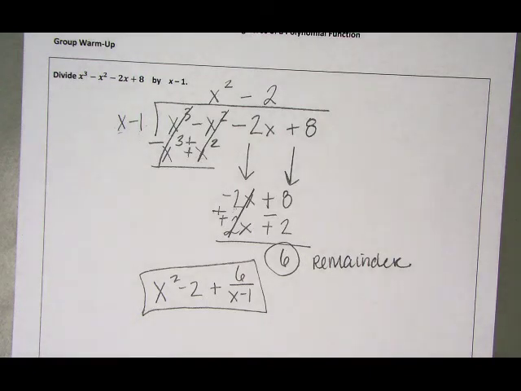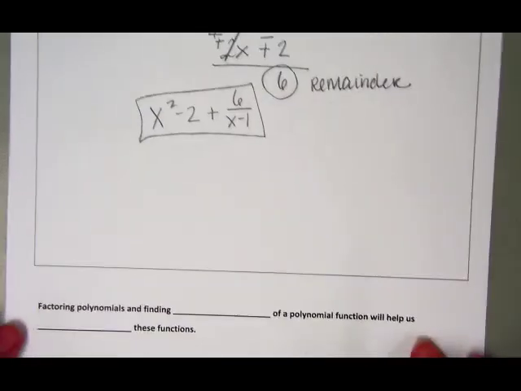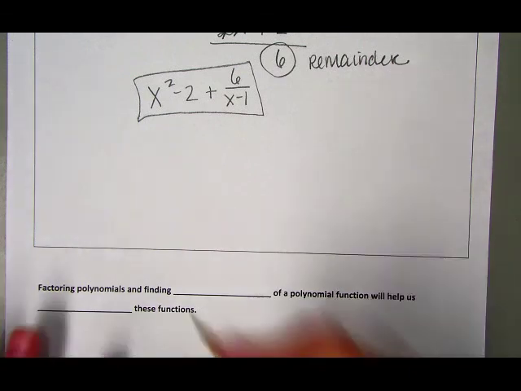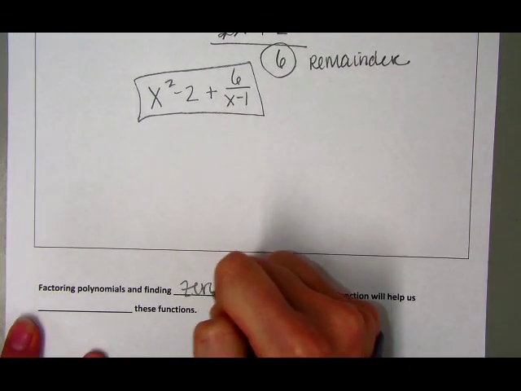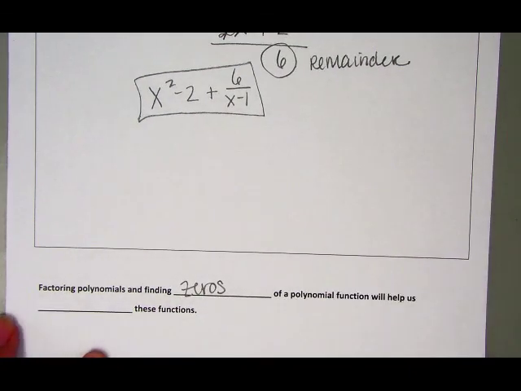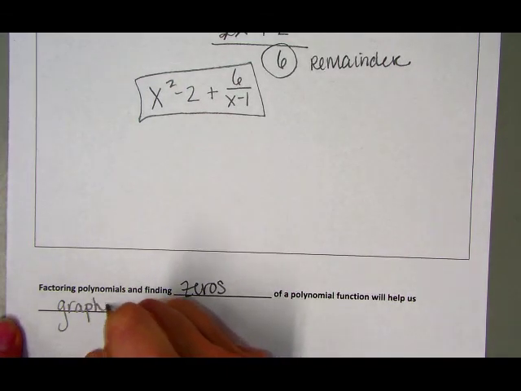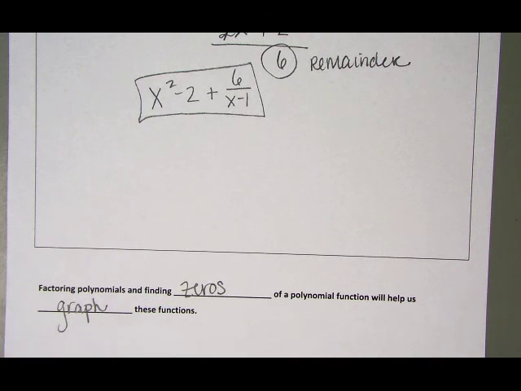Okay, so today we're going to talk about this idea of zeros and how they're important when we graph polynomial functions. So at the bottom of your page, factoring polynomials and finding zeros of a polynomial function will help us graph these functions all together. So knowing what your zeros are, knowing how to find them is going to help us give a better idea of how to graph these functions.